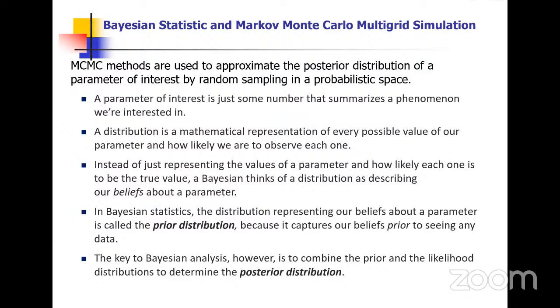And Bayes is all about guessing. We guess: what if this is this? What if this is that? In Bayesian statistics, the distribution representing our belief about a parameter is called a prior distribution.